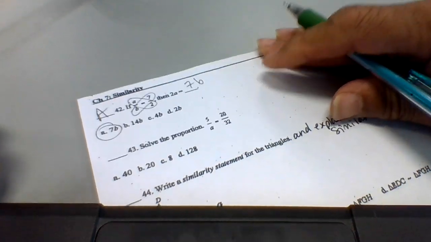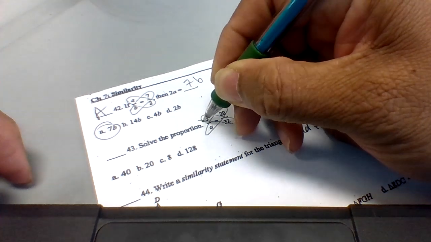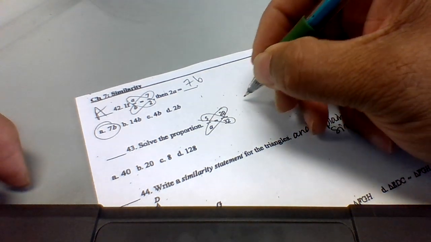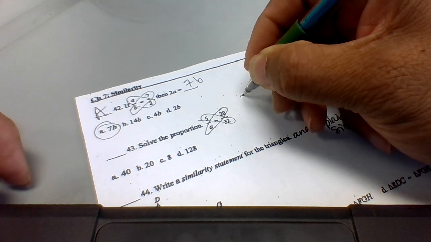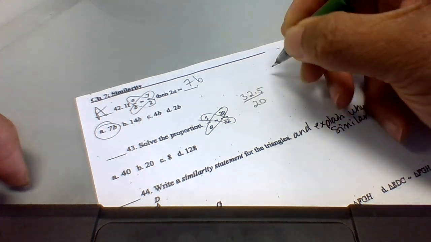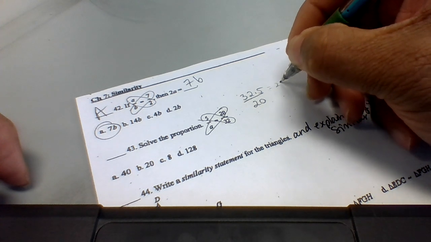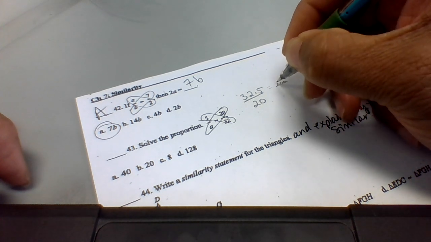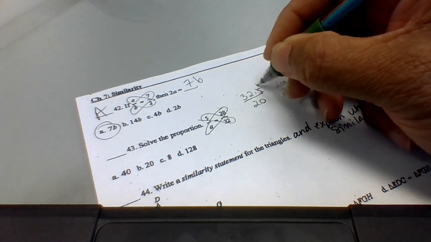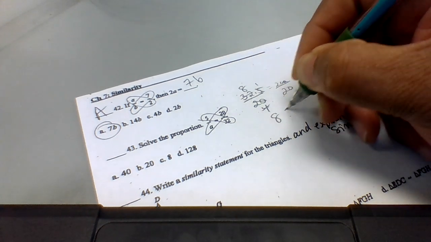Solve the proportion. So you cross multiply again. You multiply these two numbers and you always divide by the number across from your unknown. So 32 times 5 is equal to 20A, and you divide both sides by 20. So 5 goes into 20 4 times and 4 goes into 32 8 times. So 8 is equal to A.